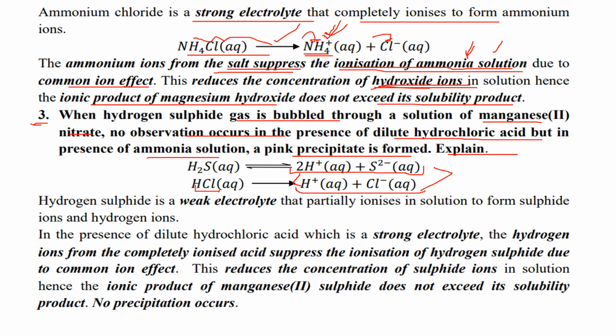So we are going to say that hydrogen sulfide, being a weak electrolyte, partially ionizes in solution, forming sulfide ions and hydrogen ions. Now, in presence of dilute hydrochloric acid, which is a strong electrolyte, the hydrogen ions from the completely ionized acid suppress the ionization of hydrogen sulfide due to common ion effect, because we are seeing protons here, and we are also seeing protons there. This reduces the concentration of the sulfide ions formed in solution, and hence the ionic product of manganese 2 sulfide is not going to exceed its solubility product. And once the ionic product is below the solubility product, we say that no precipitation takes place.